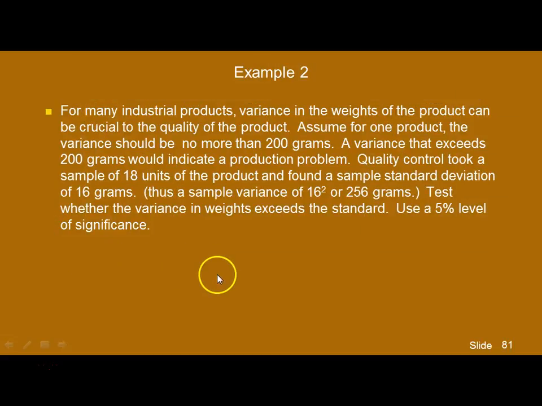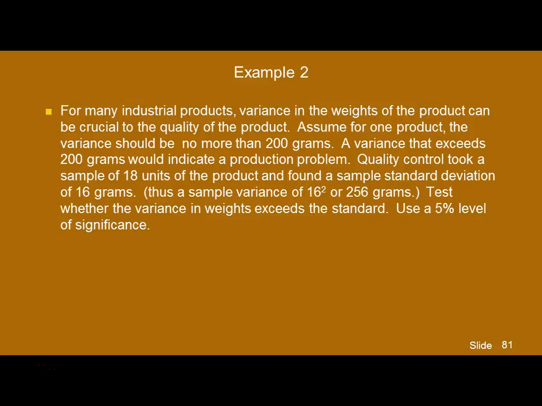Okay, we're going to do one more similar problem, but this one will be a right-sided or right-tailed problem. For many industrial products, variance in the weights of the products can be crucial to the quality of the product. For one product, the variance should be no more than 200 grams. A variance that exceeds 200 would indicate a production problem, and some corrective measure would need to be taken.